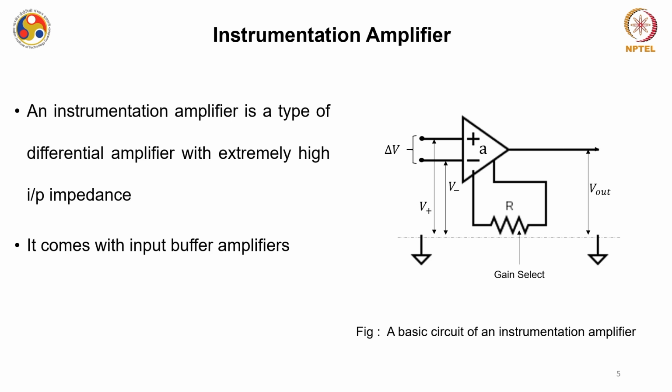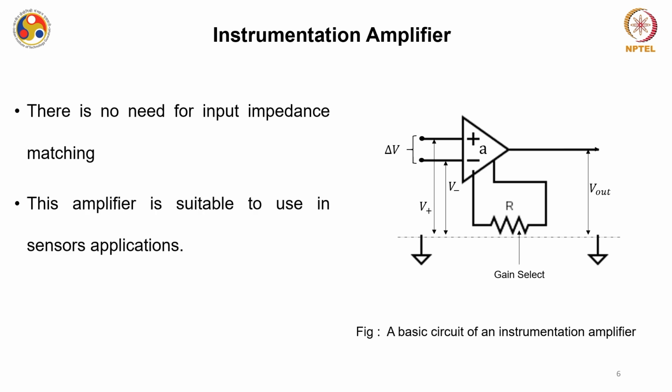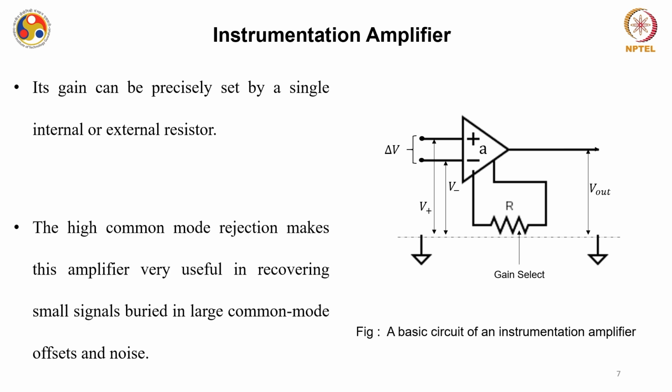You can see a basic circuit of an instrumentation amplifier on this screen. There is no need for input impedance matching. Whatever be the output of your sensor, you can basically use an instrumentation amplifier. You don't need to match the input impedance here. This amplifier is very suitable for microsensors and nanosensors applications. Its gain can be precisely set by a single either internal or external resistor. And this IA has very high CMRR.